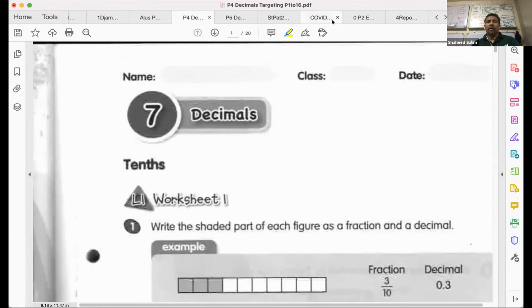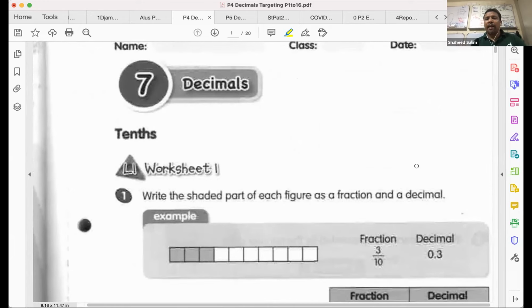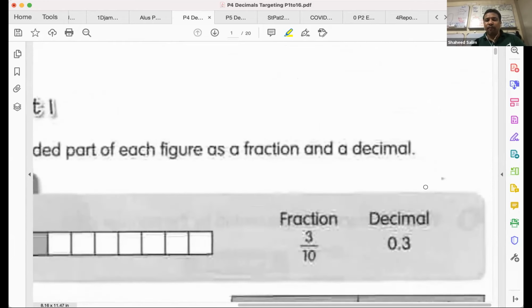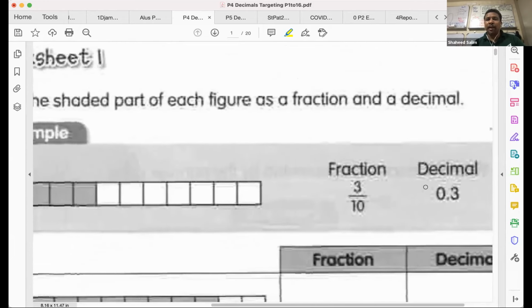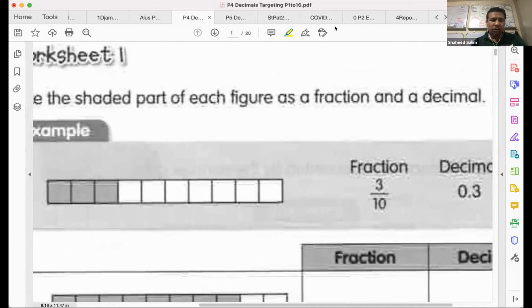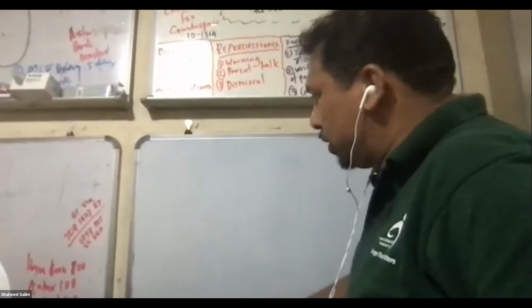Now, decimals and fractions, they are like brothers and sisters. But not all fractions. What type of fractions are the brothers and sisters of decimals? I'm going to show you now, because you all know what fractions are.